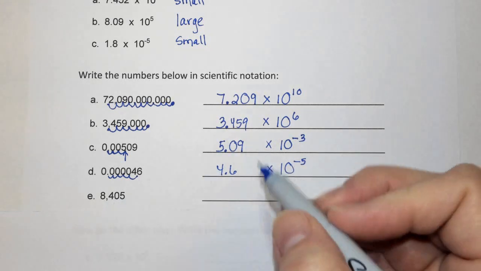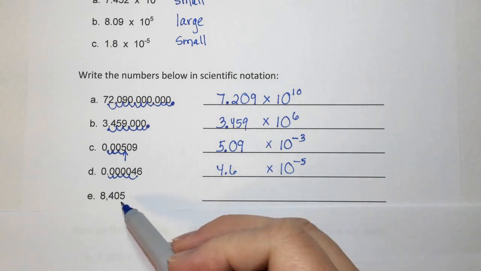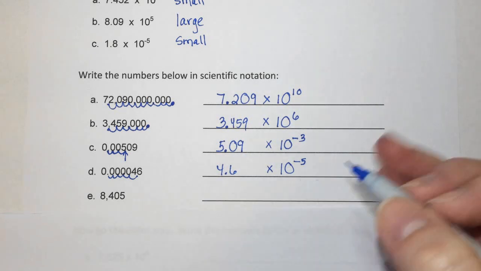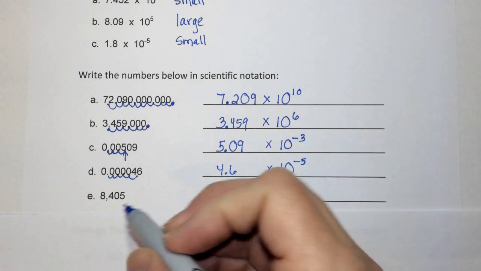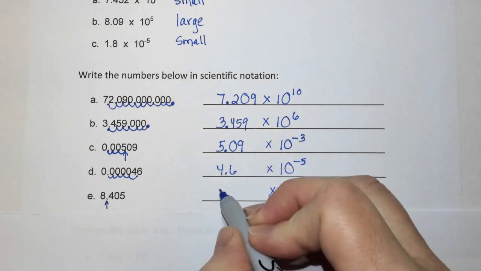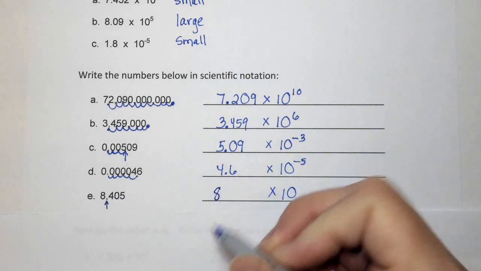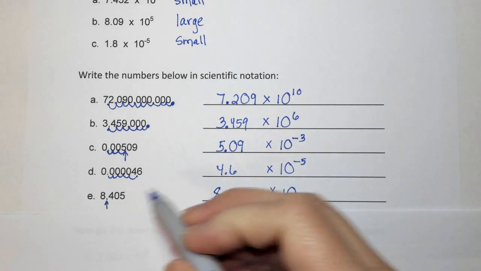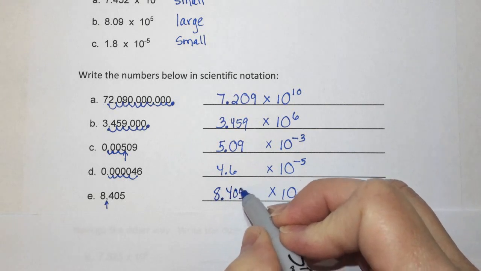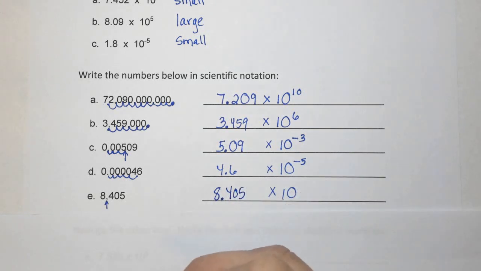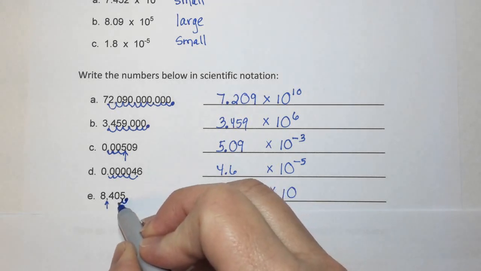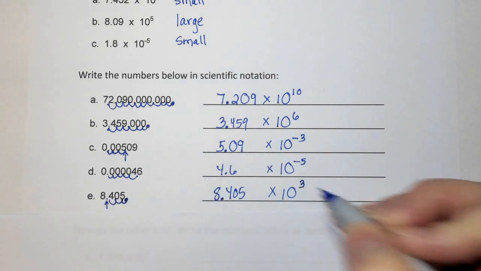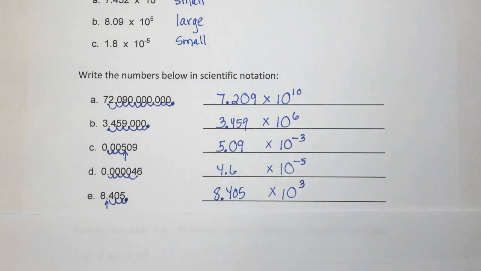Okay, so 8,405 is a fairly large number. In fact, if that was money, I think you'd say $8,405 was pretty large. So we are going to have a positive exponent, and our decimal will be right here. 8 will be our digit less than 10. Point, keep everything else until you get to non-zero numbers, 0.405. And how many times did I have to move my decimal? I don't see a decimal, so it's going to be at the end of my whole number. 1, 2, 3. 3 times. 8.405 times 10 to the third.